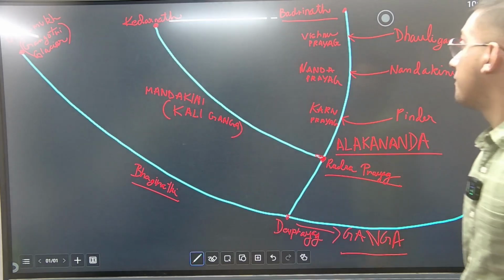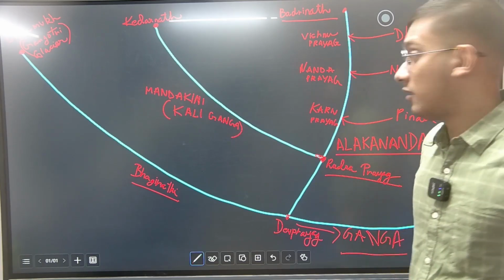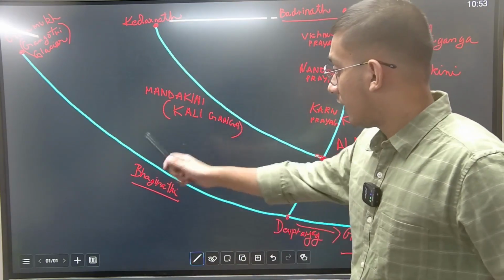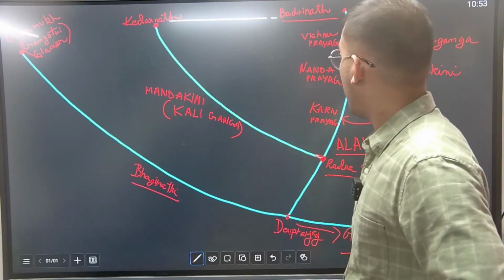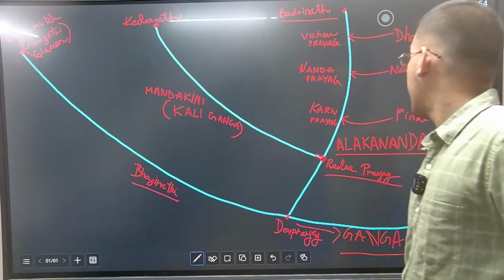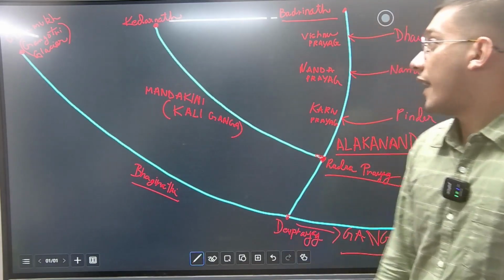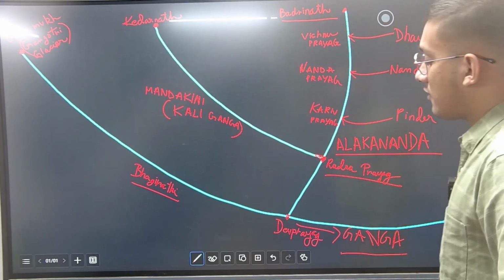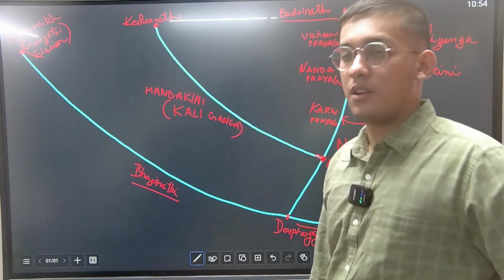So just a recap, this is the Alakananda river. It starts at Badrinath. The tributaries of Alakananda river are Dholi Ganga, Nandakini, and Pindar. Then we have Mandakini river. It starts at Kedarnath. It's also known as Kali Ganga. Then we have Bhagirathi river. It starts at Gaumukh in Gangotri Glacier. The place where Dholi Ganga meets Alakananda is known as Vishnu Prayag. Where Nandakini meets Alakananda is known as Nand Prayag. And the place where Pindar meets Alakananda is known as Karn Prayag. And the place where Mandakini meets Alakananda is known as Rudra Prayag. Devprayag is the place where the rivers Mandakini, Alakananda, and Bhagirathi meet. From Devprayag, the river Ganga is born.